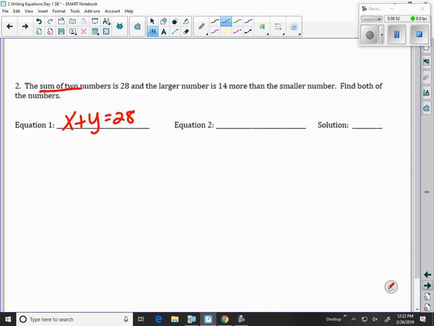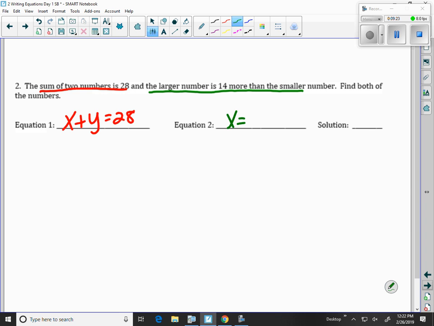Okay, so that was the first part. Second part, the larger number is 14 more than the smaller number. The x plus 14 equals y? You could do that. So I would say x is equal to, which means that I'm setting x as the larger number. If you want y to be the larger number, you would just set y equal. It doesn't matter. I usually just use x because that's the first one that comes to my mind.